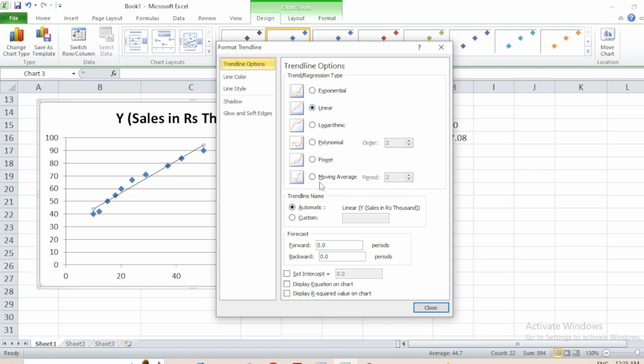Then, there are a lot of options. Logarithmic, automatic, custom. Then forecast is being given backward. Set intercept. Display equation on chart. Display R squared value on chart. So we will just put the right click. We will check the boxes for this.